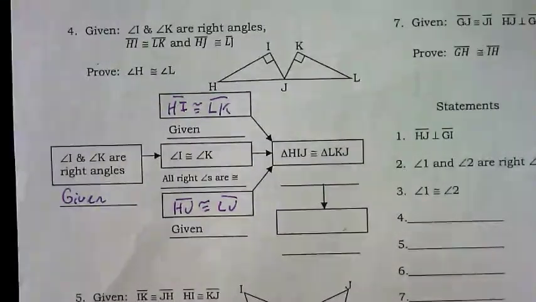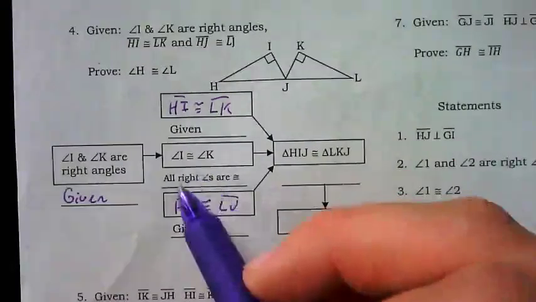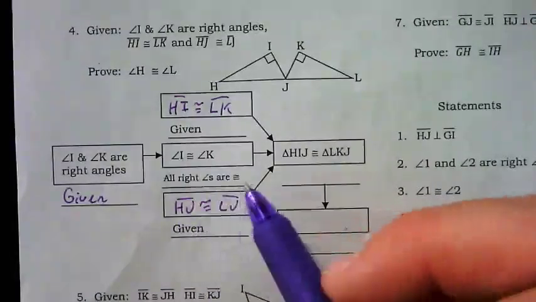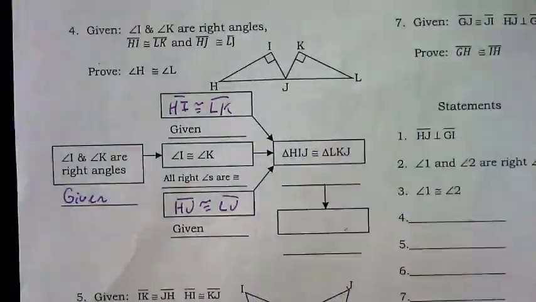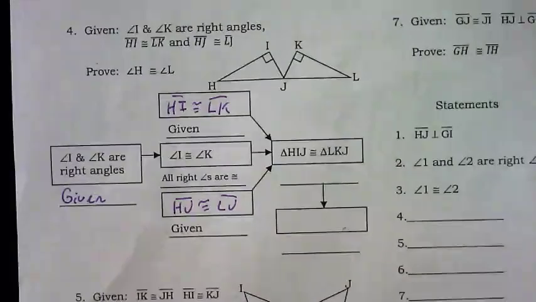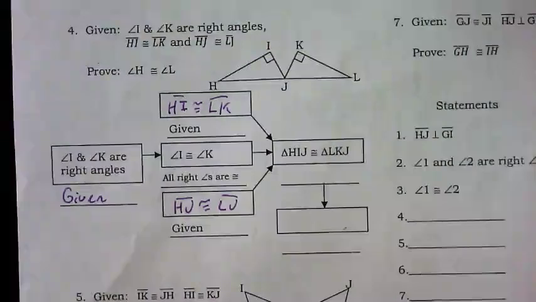Now, we need to also mark the things that we know. I already told you that these right angles are congruent. That's a theorem. Remember, all right angles are congruent. That's a theorem. It doesn't really have a name. You just can make that statement because that was one of the theorems we did way back at the beginning of the year. So, we already have the right angles marked.